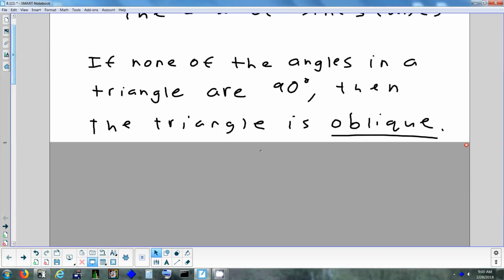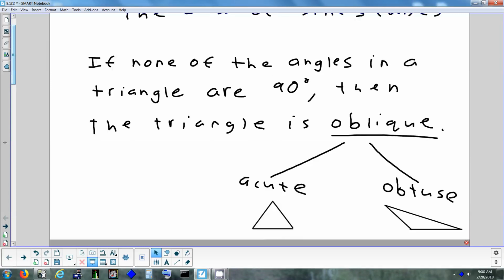So first of all, if you have a triangle that doesn't have a 90-degree angle in it, that's called an oblique triangle. More specifically, there's 2 types of oblique triangles. You could think of like an acute triangle, where all the angles are less than 90. A specific example of that is an equilateral triangle. And then you could also have an obtuse angle, where you have one angle bigger than 90.